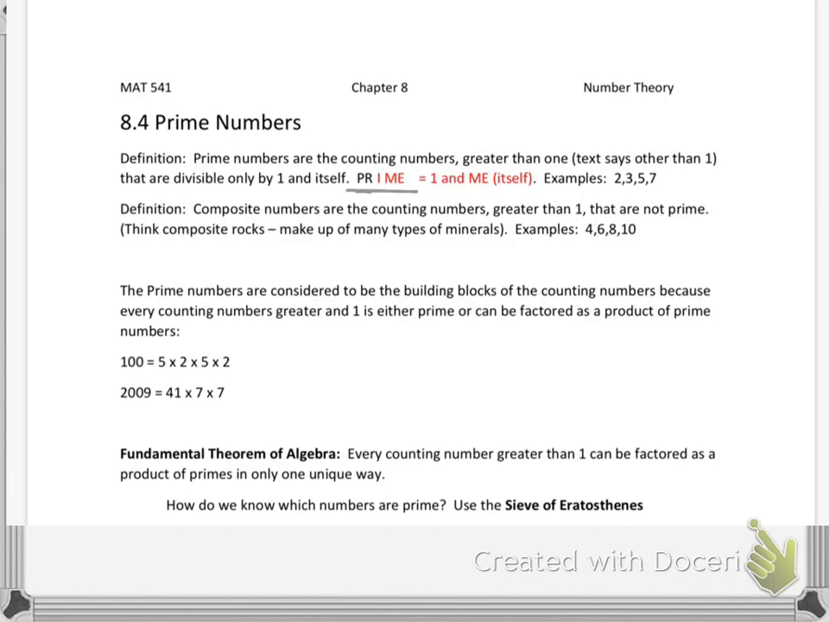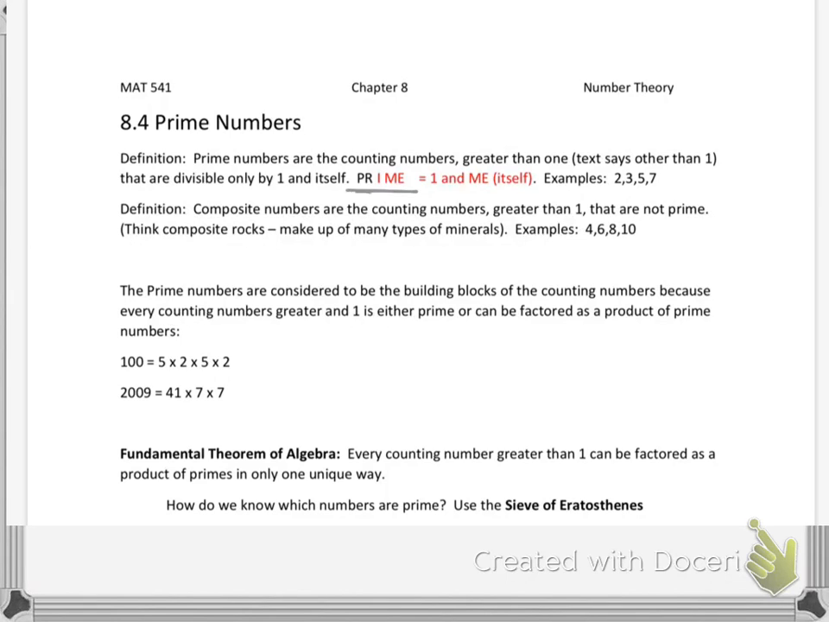Okay, 2009, a huge number, can be represented as 41 times 7 times 7. Now 41 is prime, so it only has two factors, 1 and itself, but you also have the 7 times 7. So when you think of prime, you only have two factors, 1 and the number itself. When you think of composite, you have multiple factors.